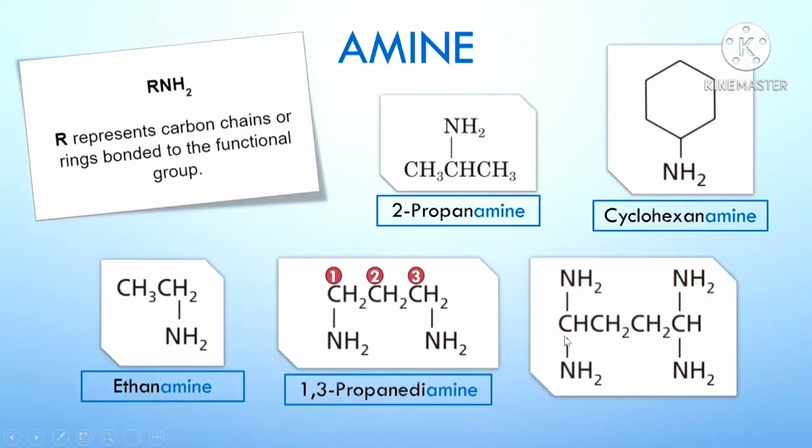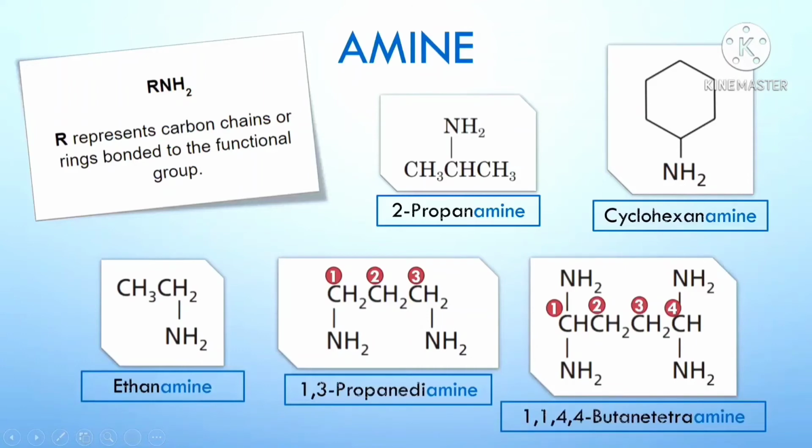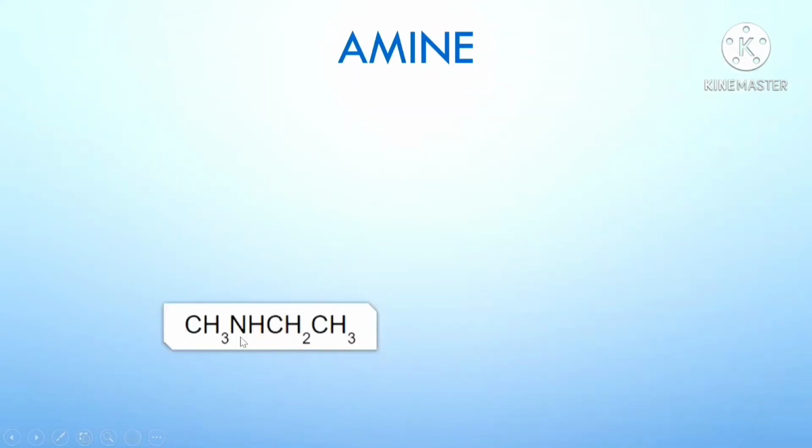The parent chain has 4 carbon atoms, so it's called butane. 1, 2, 3, 4. The amino groups are attached to carbon number 1 twice and to carbon number 4 also twice. So the name would be 1,1,4,4-butane tetraamine. For this molecule, there's a methyl group attached to the nitrogen and another ethyl group attached to it.